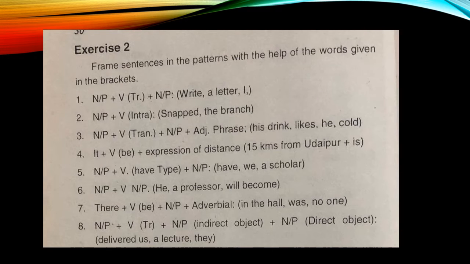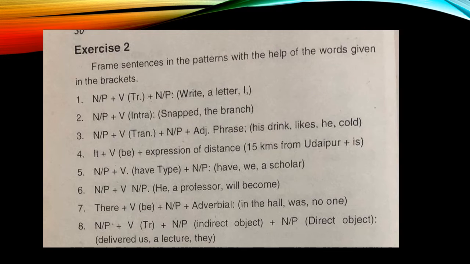Next is subject, which would be noun or pronoun, plus verb intransitive. So here you have to use the verb intransitive, and the words given in the bracket are snap and the branch. So the branch, which is a noun, becomes the subject, and the intransitive verb is snapped. So the basic sentence that will be formed is: the branch snapped.